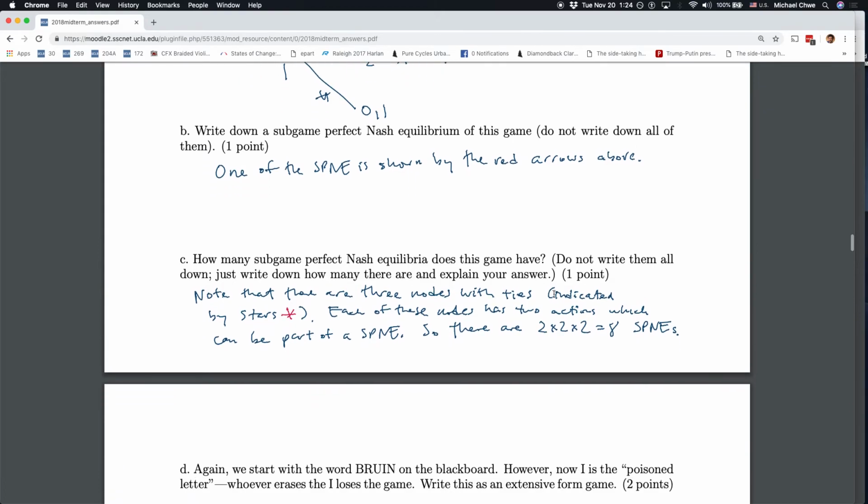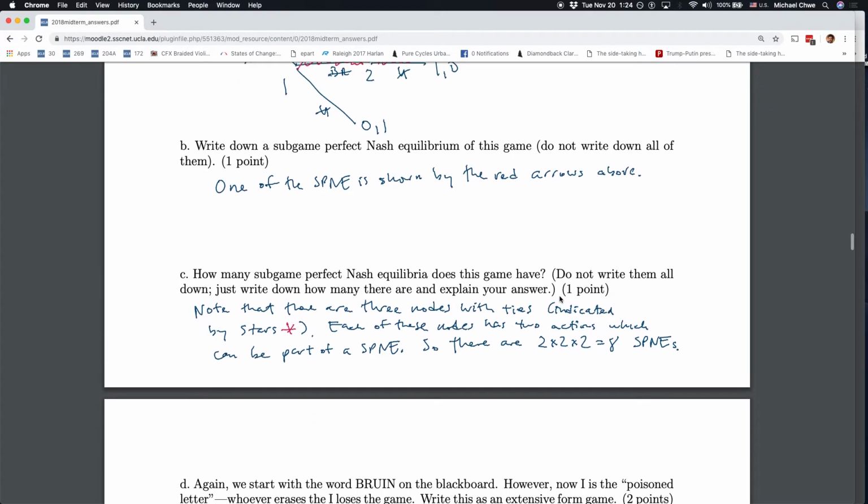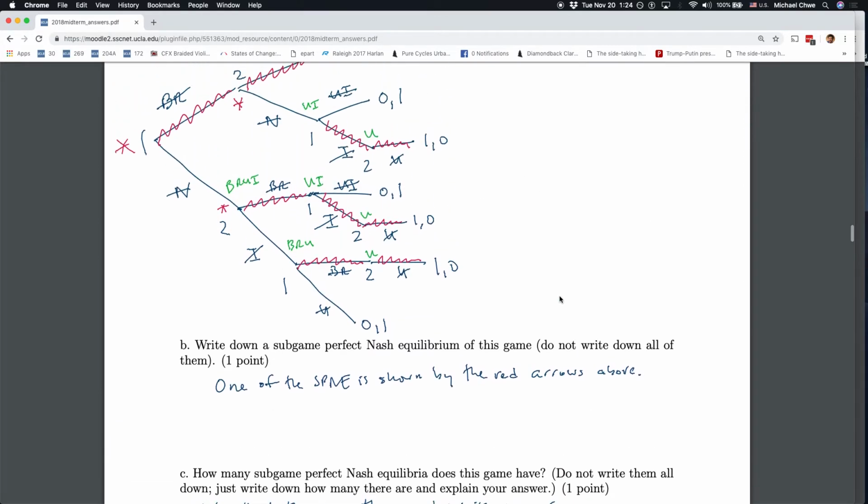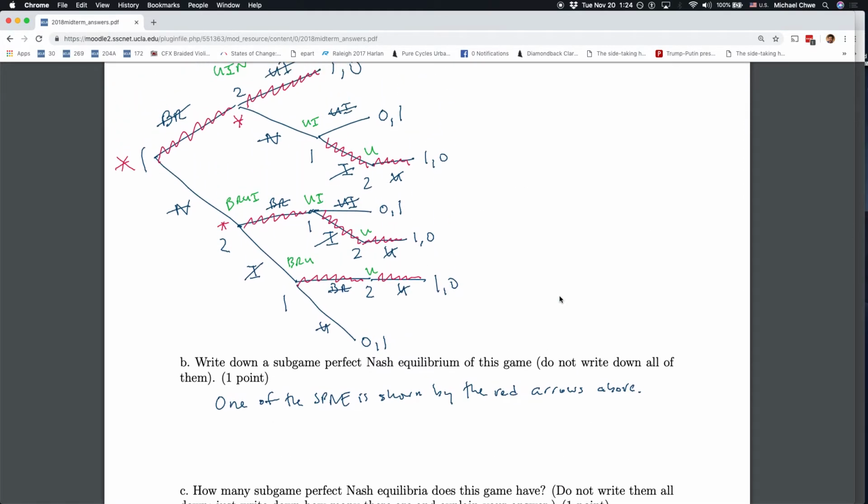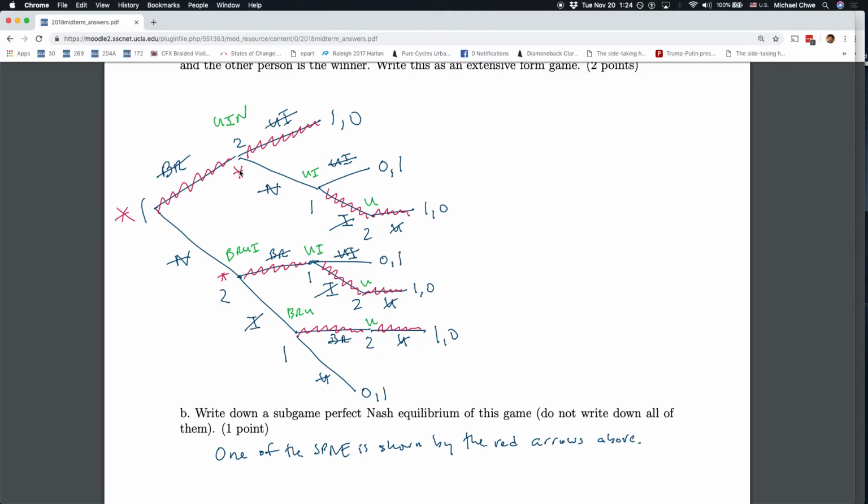Oh, this is interesting. Did you get 8 SPNEs? How many people got that? Of 8 total SPNEs? You just have to find how many ties there are. If these 3 nodes have ties, you just realize there are 2 possibilities.